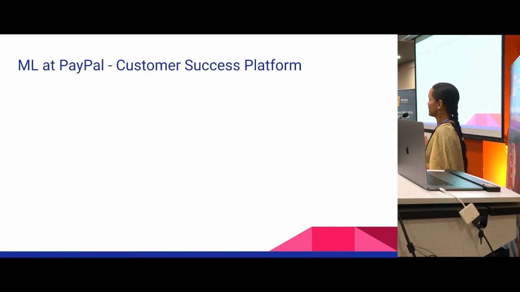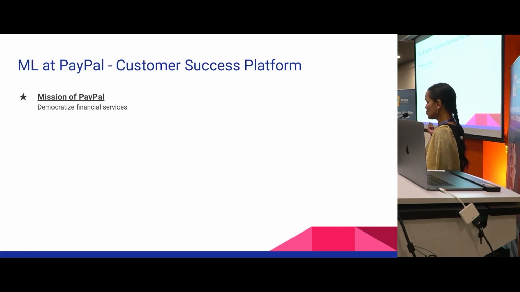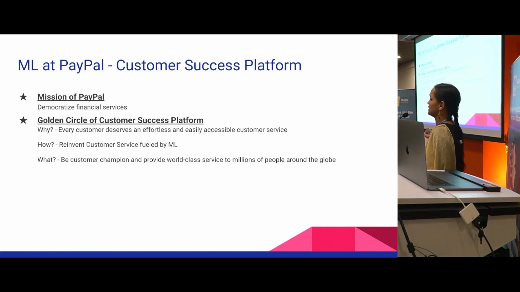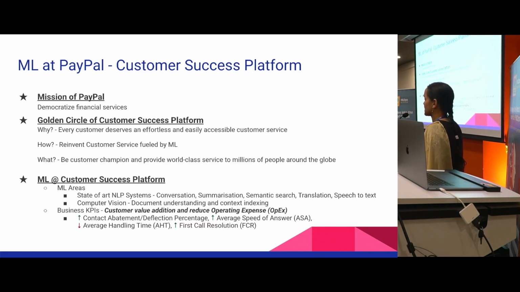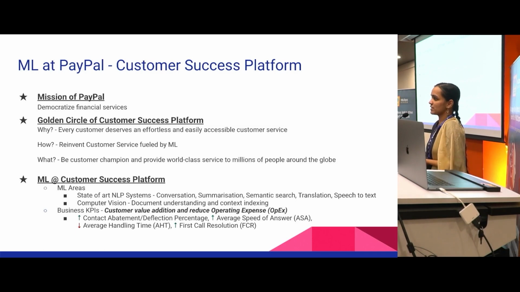So let me quickly go through what we do at PayPal. Most of you are aware of PayPal. We are leaders in financial services, and our mission is to democratize financial services. What do we mean by democratize? It's to bring financial services to the common man, make it more affordable, easily accessible, irrespective of their background, be it the country of origin or their financial background.